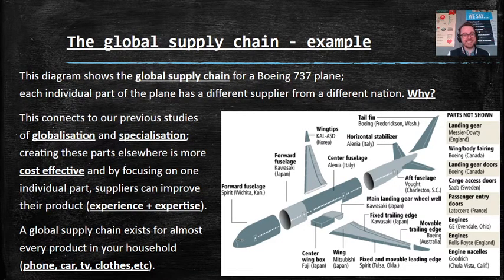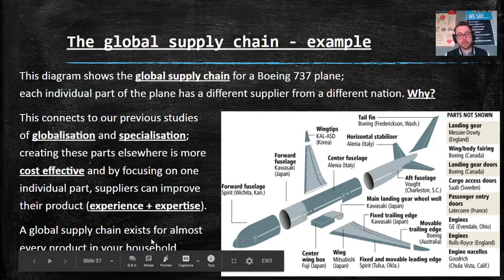This connects to our various studies of globalization and specialization. Creating these parts elsewhere is more cost effective, and by focusing on one individual part, suppliers can improve their product. So they've got experience and they've got expertise at that one thing they focus on. A global supply chain exists for almost every product in your household.